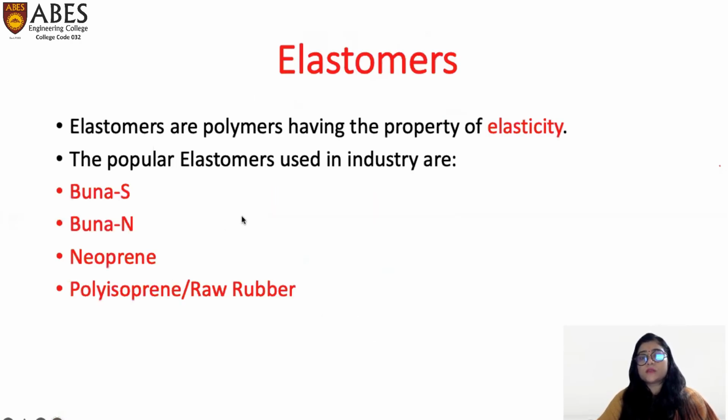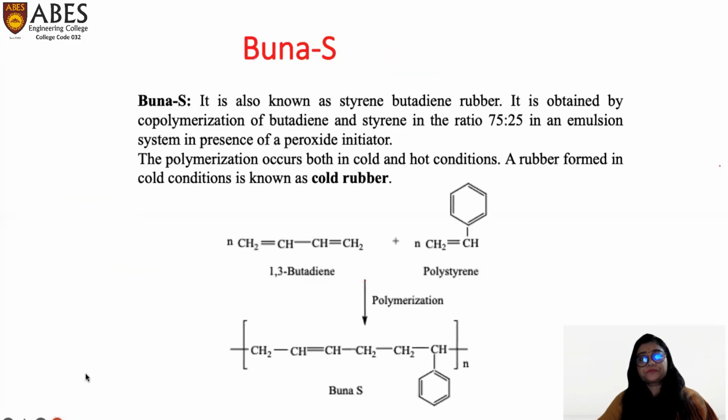Elastomers are polymers having the property of elasticity. These are popularly used in industry, and the few popular polymers that we will discuss today are Buna S, Buna N, neoprene, and polyisoprene, which is also known as raw rubber. Now, first we'll discuss Buna S.